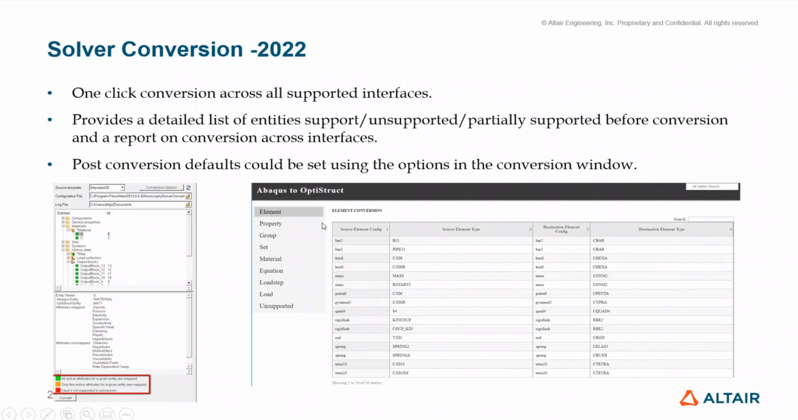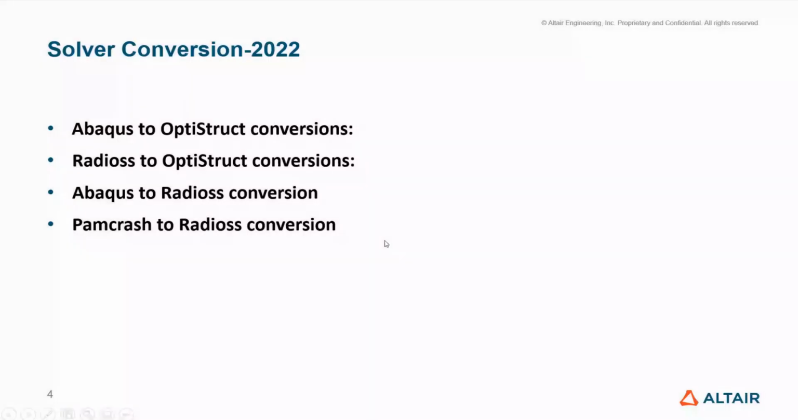At the end, after conversion, we have a detailed HTML report for each entity, which gives us information about what is supported. We have also added an unsupported field to this HTML report. This gives a good input on how to go about modifying the model to get solver results. Moving to the 2022 updates, four conversions were considered on priority for 2022: Abaqus to OptiStruct, RAD to OptiStruct, Abaqus to Radioss, and PAM to RAD.